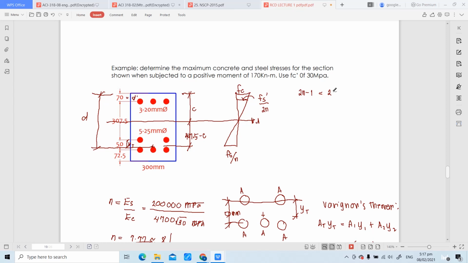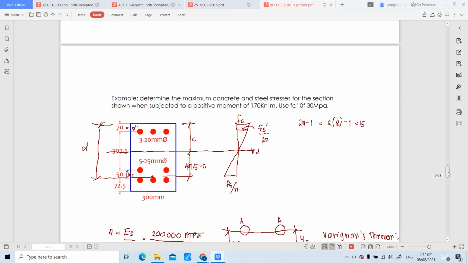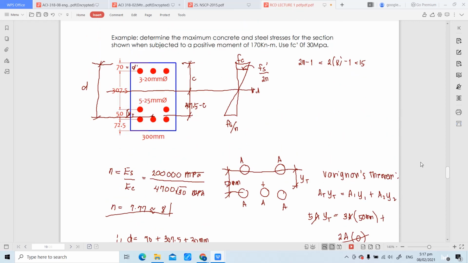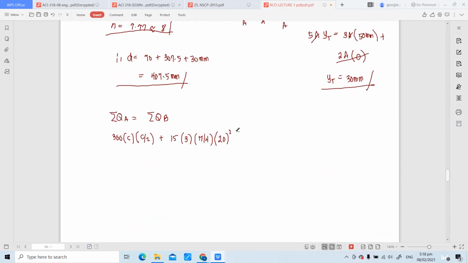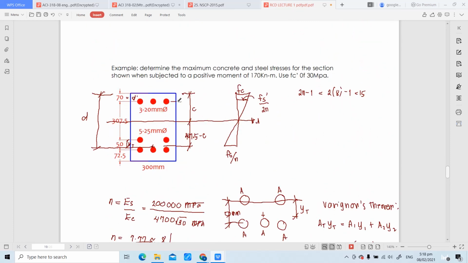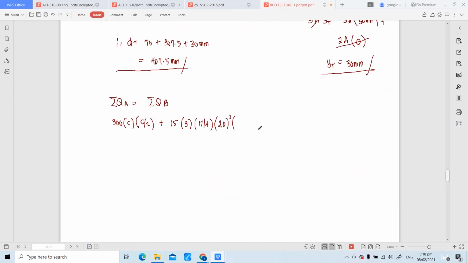Ano ba yung 2n minus 1? That is 2 times 8 minus 1. 16 minus 1 is 15. So, 15. And then, meron tayong tatlong bakal na binigay doon. Ang area ng isang bakal ay pi over 4 d squared. Ano ang diameter ng bakal na binigay? 20 mm. So, 20 mm quantity squared multiplied by yung distance ng centroid ng tatlong bakal na yan papunta kay neutral axis. Itong distance na yan, and that distance is C minus D prime, and D prime is 70. So, we will be multiplying C minus 70, equivalent to the summation of moment of area below the neutral axis.